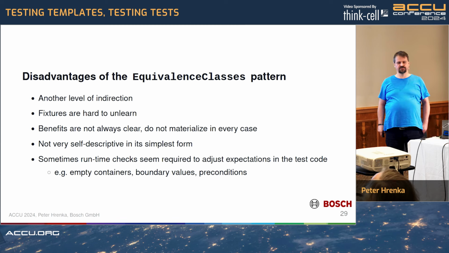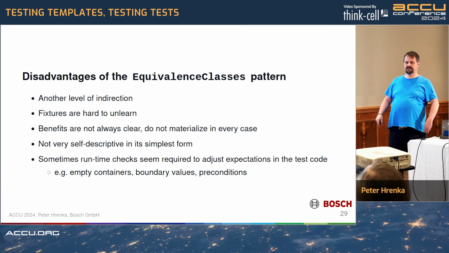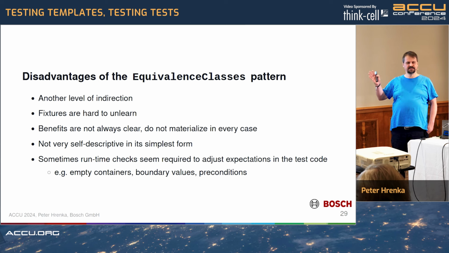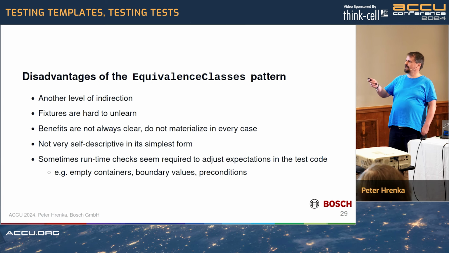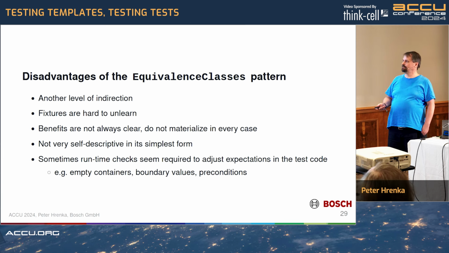Of course, there are disadvantages. We have another level of indirection, which adds at least another line of code. And if you're working with fixtures, it's kind of hard to get away with that, and probably you're already dealing with it. It's also not always clear why this is better. I've shown a case where I think it's better, but maybe there are other ways to work around that. It's hard to see, and it's sometimes not very self-descriptive, so you have to get used to that a bit.